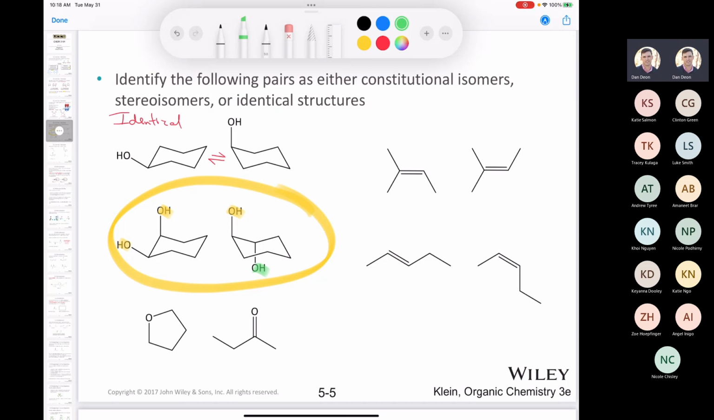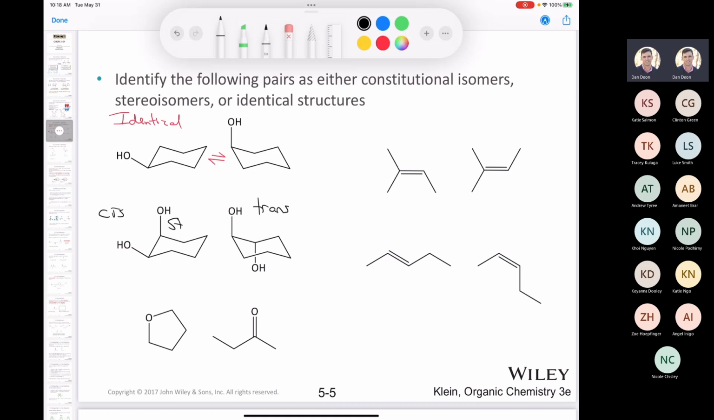Right, they are constitutional isomers, but what's a better description? A more accurate description would be that they're stereoisomers, right? Because they have a different arrangement of the atoms in space. This molecule is cis and this molecule is trans, and therefore these would be stereoisomers. So stereoisomers, a different arrangement of atoms in space.